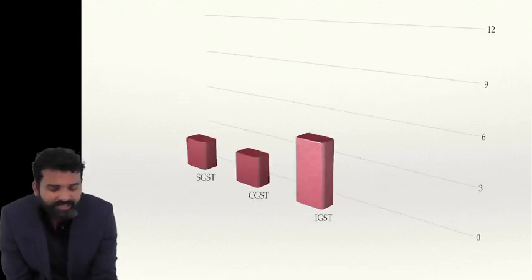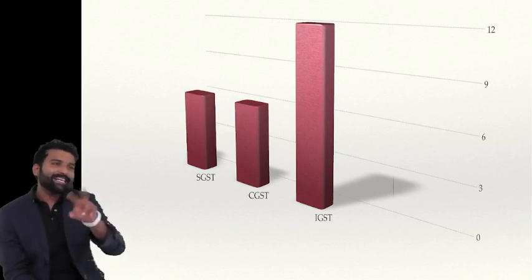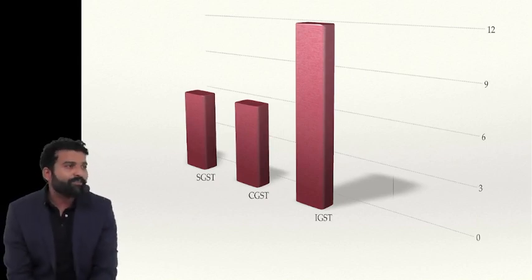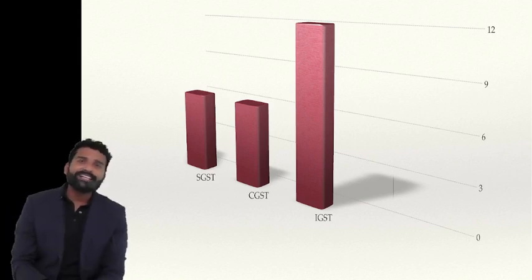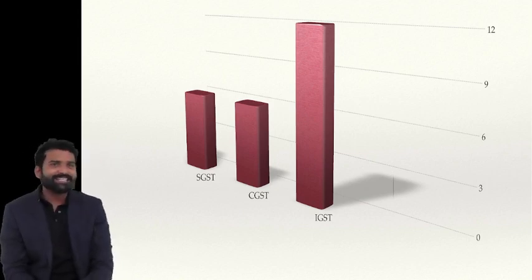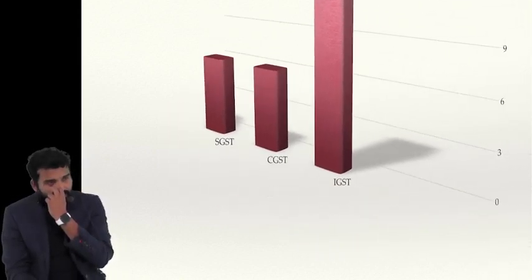Now everybody knows there are three taxes: IGST, CGST, and SGST. CGST and SGST rates are equal. So if IGST is 12%, then CGST and SGST are 6% each. If IGST is 18%, then CGST and SGST are 9% each. That is very easy to understand. Now the next important thing.